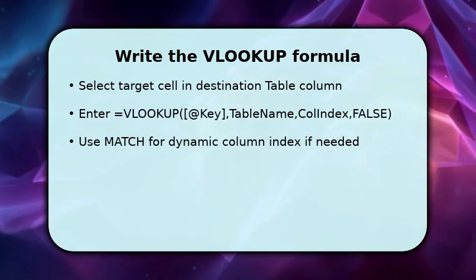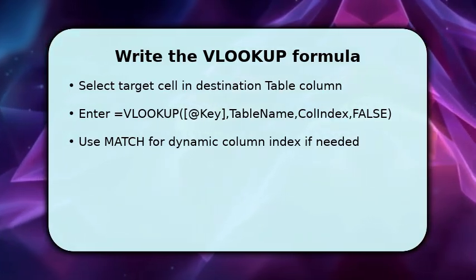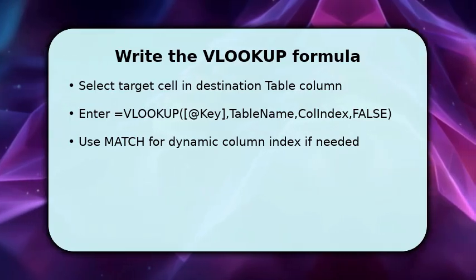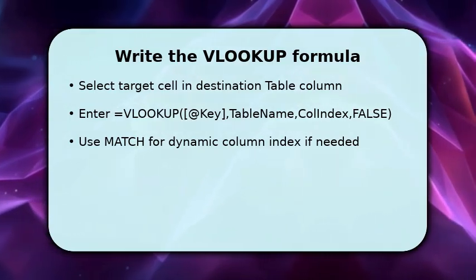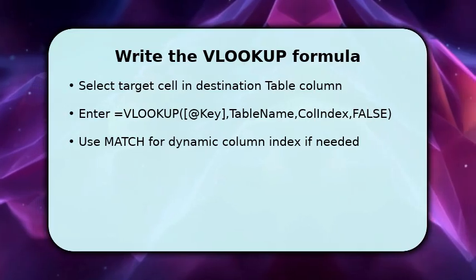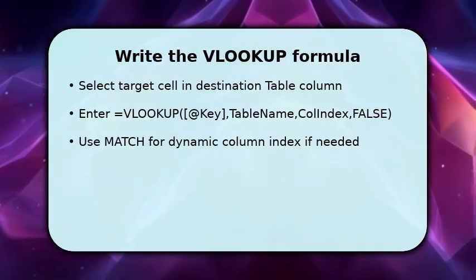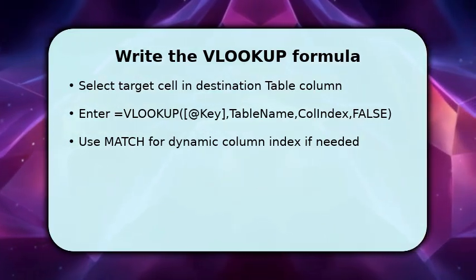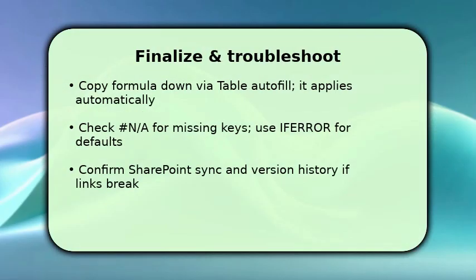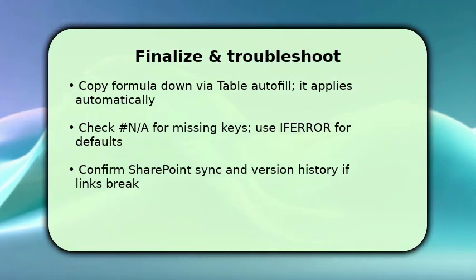Once done, use MATCH inside VLOOKUP if the return column position might change. Equals VLOOKUP(@[Order ID], OrdersTable, MATCH("Amount", OrdersTable[#Headers], 0)). You let the table autofill propagate the formula to every row. Tables handle relative structured references, so you rarely copy manually.